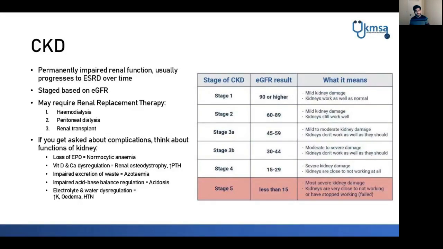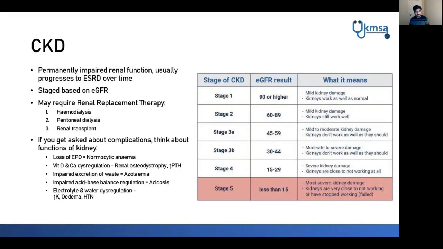And these patients often need to go on renal replacement therapy, and that can be done as hemodialysis if someone has either a permanent catheter or a fistula. It can be peritoneal dialysis, or it can be by an actual renal transplant. Again, remember I mentioned earlier on that the symptoms of CKD can be linked to the actual function of the kidney. So let's go through them.